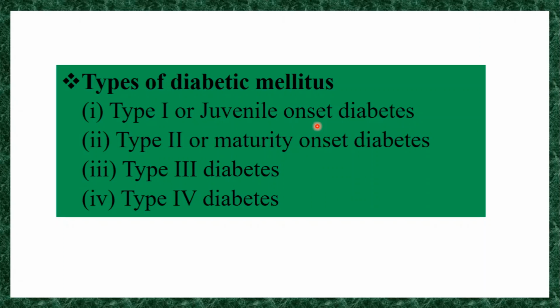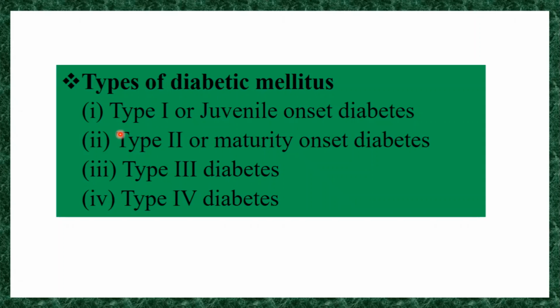So in juvenile diabetes, the hyperglycemia, glucosuria, polyuria, and polydipsia develop rapidly. These diabetics lack the ability to synthesize and secrete insulin and depend on the administration of insulin for survival. Then the second one is type 2 or maturity onset diabetes.